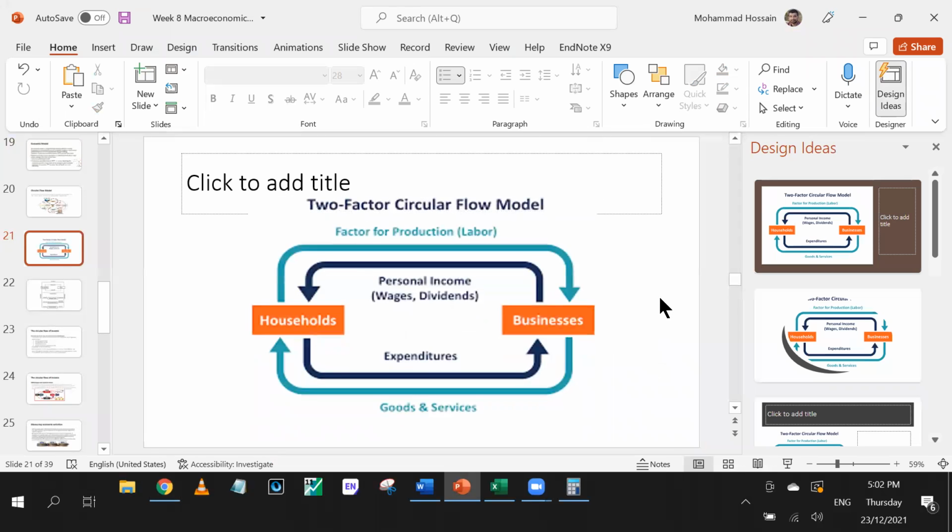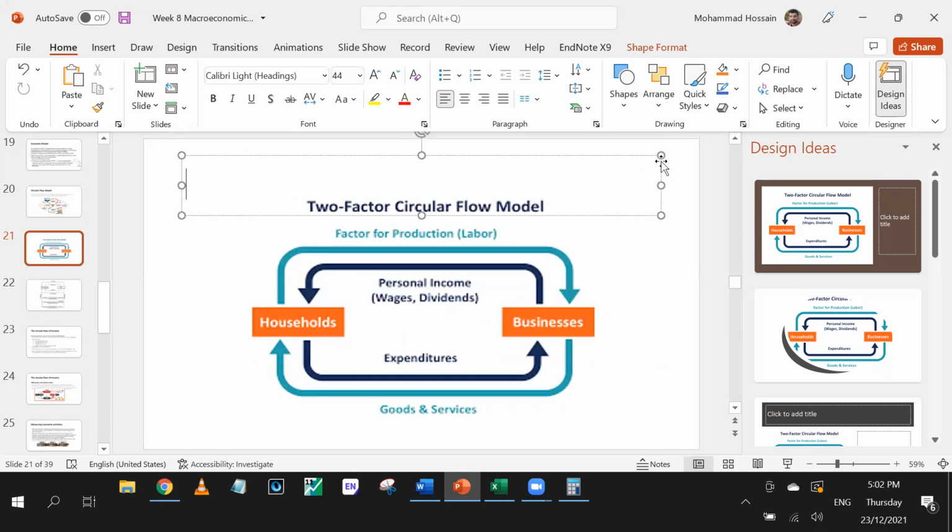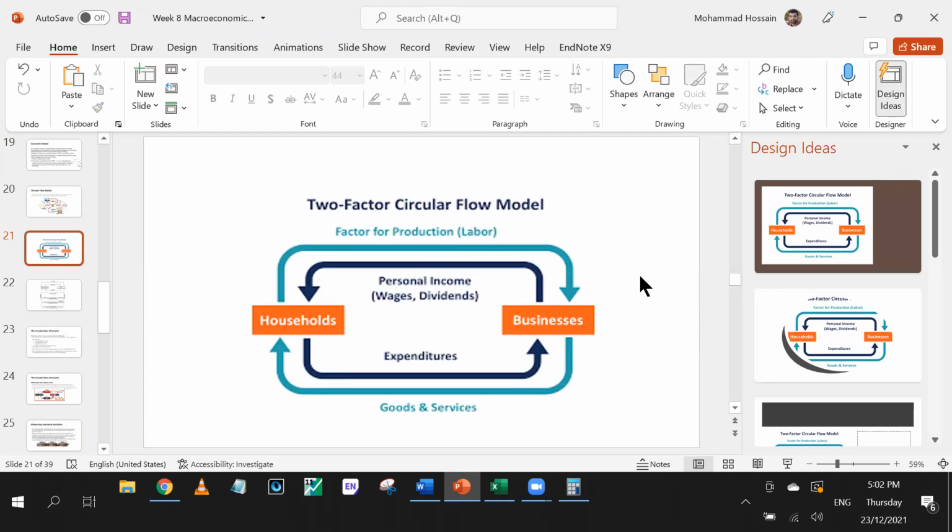All right. Two factor circular flow model. Household and business, or farms sometimes. Household means the individual citizens. And the farm is the business we call. So what happens in this case is this.